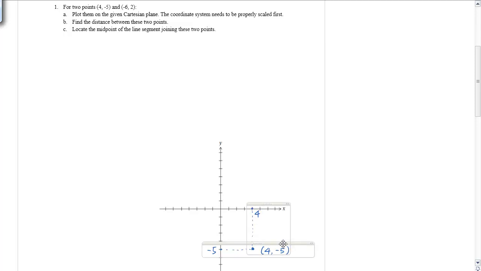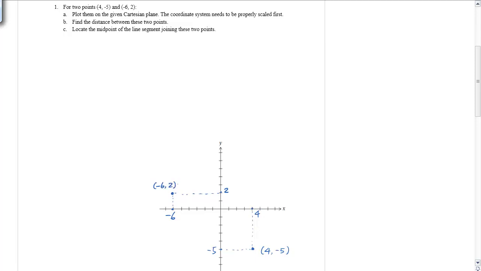Second point, (-6, 2). So the x coordinate is along the negative x direction. So 1, 2, 3, 4, 5, 6. -6. And then y coordinate +2. 1, 2. Therefore, this is our second point, (-6, 2).